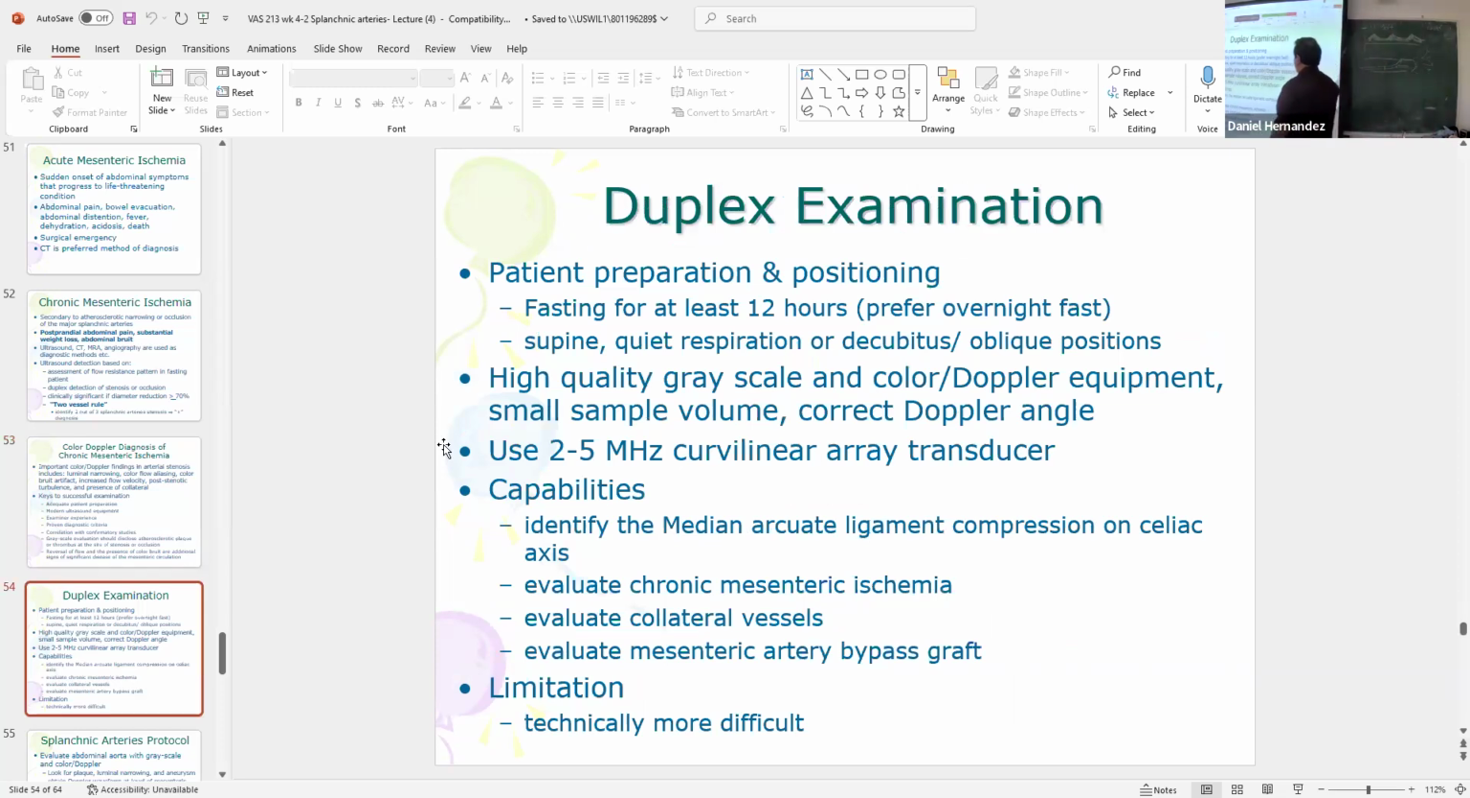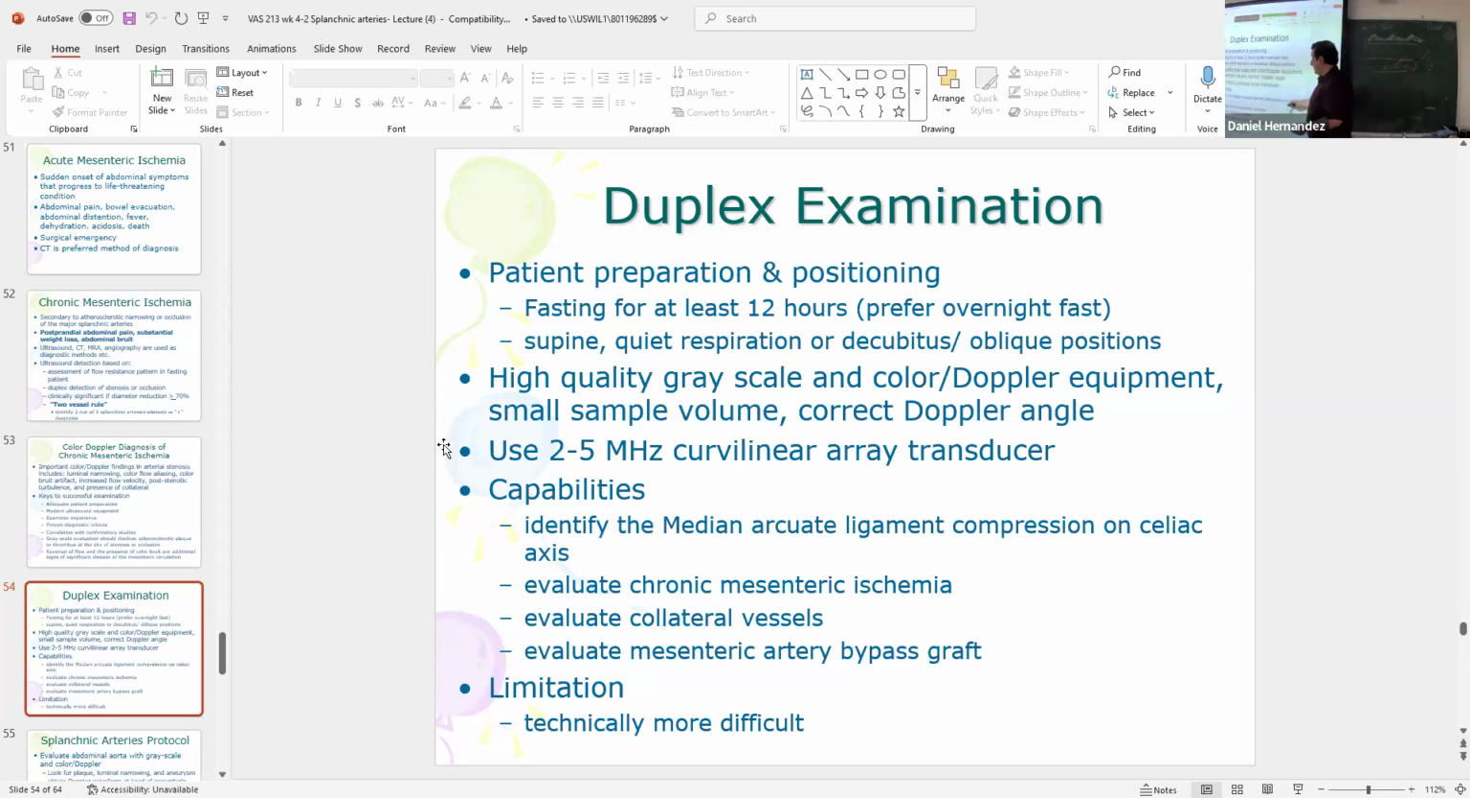Again, ideally, you don't want the patient fasting for a long period of time. Like I said, overnight is going to be best, so 8 to 12 hours. The patient's going to be supine, with quiet respiration. You might have to cube them or scan obliquely. So get good grayscale and color Doppler images. Utilize a nice small sample gate. Make sure your Doppler angles are correct, because velocities are critical now. We're going to use a curved linear probe, a 2 to 5 megahertz curved linear transducer.